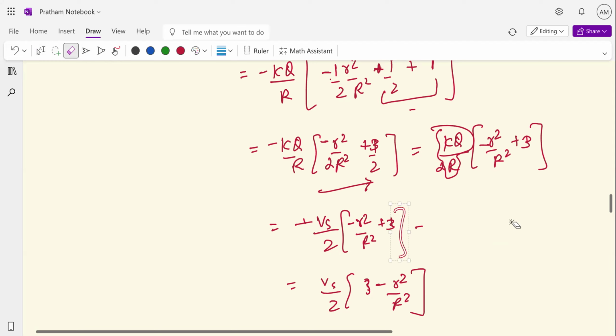So that's all for the day. The potential part I think we have covered. One or two more topics are there, basically application-based topics. In the next class, I'll be teaching one more application on the charged ring part, and work done in rotating an electric dipole in an electric field. After that, I'll start with capacitance.